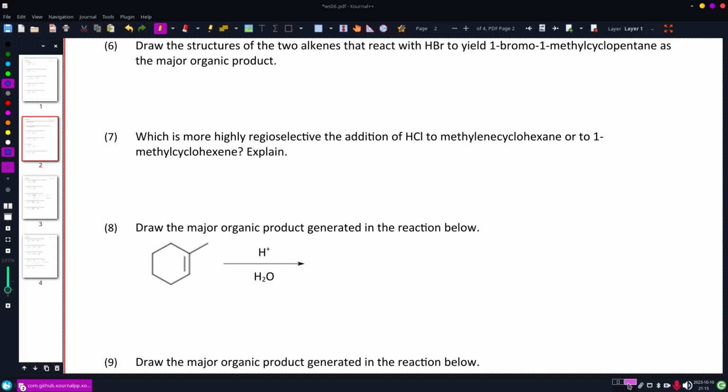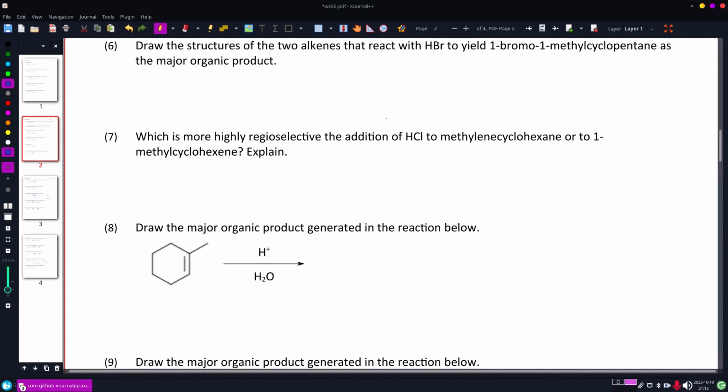All right, number 7 here says, which is more highly regioselective, the addition of HCl to methylene cyclohexane or 1-methylcyclohexene? All right, all they mean by regioselective is I want you to remember that this is going to go on potentially two different ways.